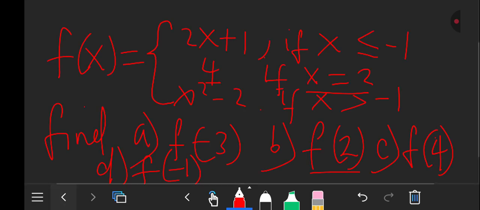Let's look at the last part. The last part we have f of negative 1. For f of negative 1, we need to consider which expression contains negative 1. And it's actually the first one, because for the first one we are saying for all domain values which are less than or equal to negative 1, and because there is an equal to, it also includes negative 1. So we're going to use the first expression, which is 2x plus 1.